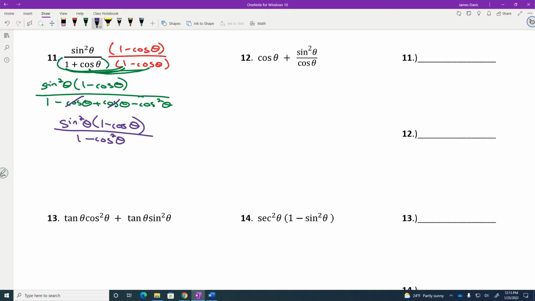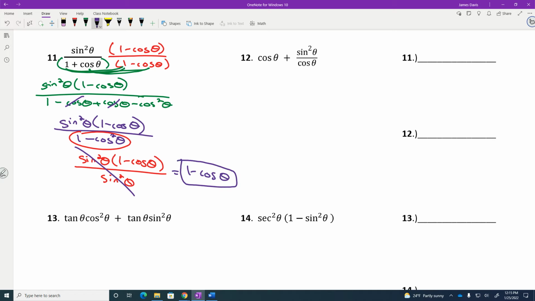All right, now what's the next thing we could do? Yeah? Right, this is equal to sine squared. So then we have sine squared times 1 minus cosine over sine squared. Those two actually cancel, top and bottom. So we're left with 1 minus cosine. We actually don't have a good theorem to allow us to write this as a single trig function. This is okay as our final answer right there.